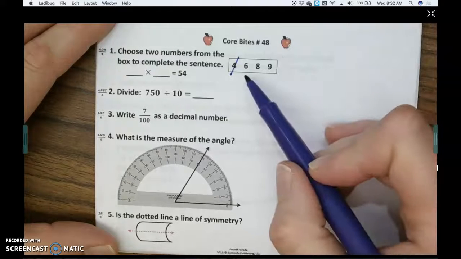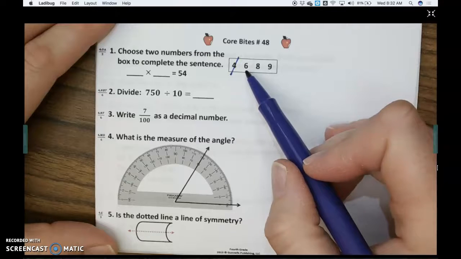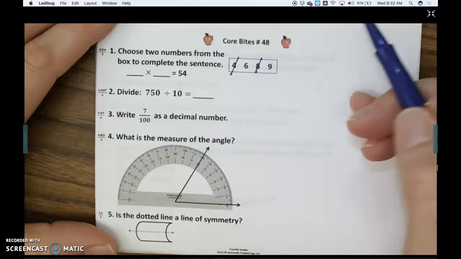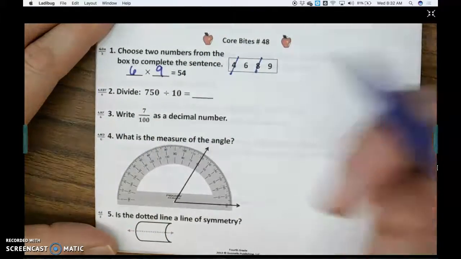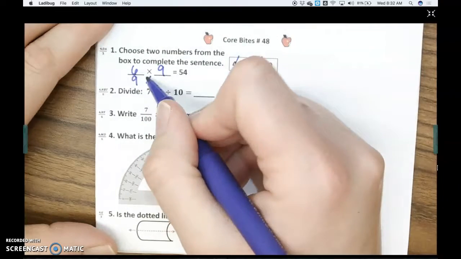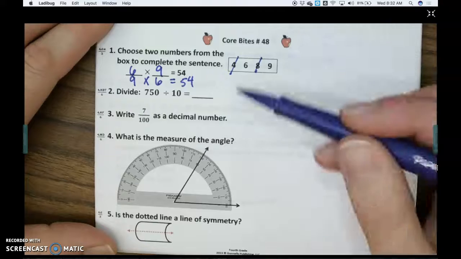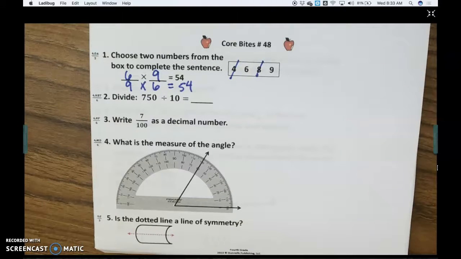All right? 6 times 8 is 48. But 6 times 9 is 54. So we can't use the 8, but we can use the 6. We can use the 9. You could also write it like this. 9 times 6 equals 54. Either way, it's still correct. Okay? For number 2, it is asking you to divide 750 divided by 10.